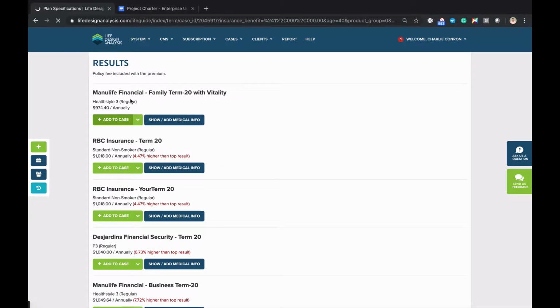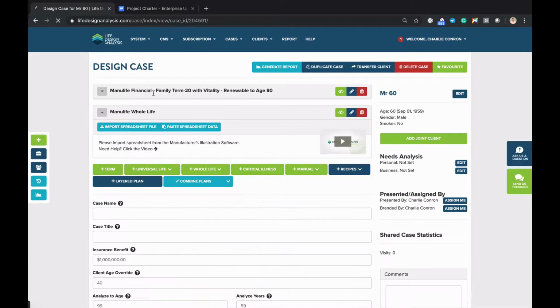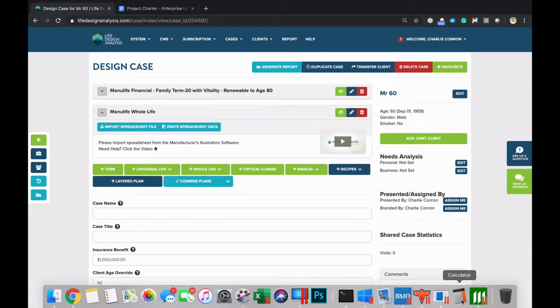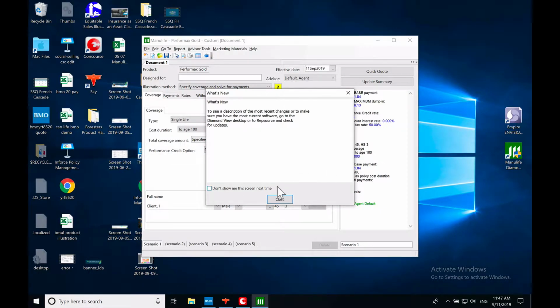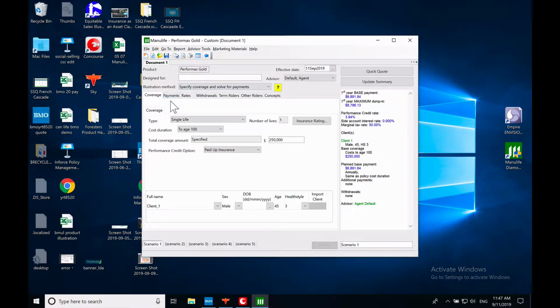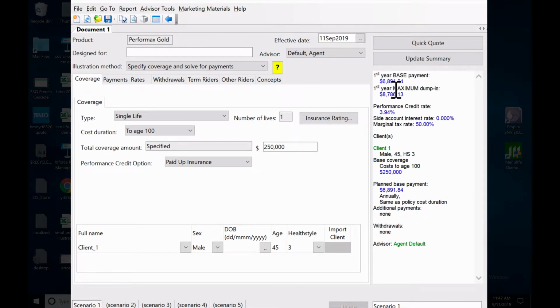So what I'm going to do is actually go back to my case here, and you can see I've got a Manulife Whole Life set up here. Now, to keep this premium palatable and to keep this sort of my life insurance hack, what I'm going to do is open up a new PMAX Gold one. And the reason I'm doing this is because the premium is a lot more palatable. So remember, we can do a partial conversion. So again, I'm going to update my client here to be 60.